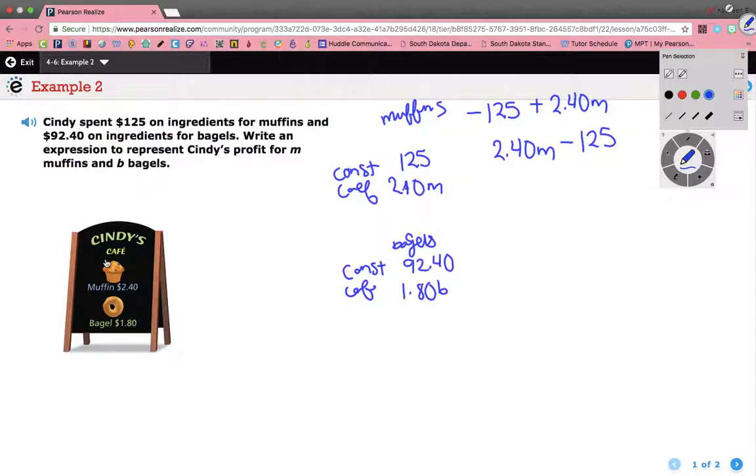So for the bagels, we could do the same thing. It's $1.80 per bagel, and she's taking away what she spent on it initially. Or we could rewrite it the same way. Negative, she started out in the hole, and she's adding to that $1.80 for every bagel that she sells. So there's our two expressions. Write an expression to represent Cindy's profit for M muffins and B bagels. So we have an and here. That means we're going to probably add those two things together.